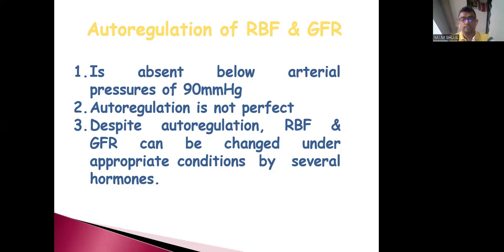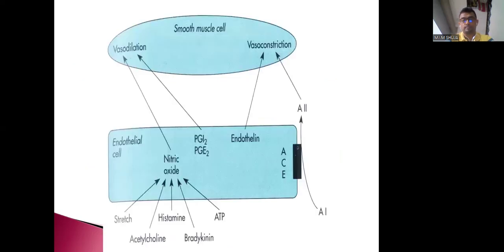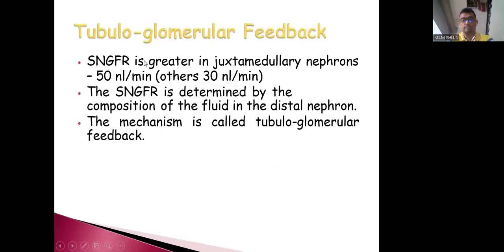Despite autoregulation, renal blood flow and GFR can be changed under appropriate conditions by several hormones. So there are few factors which cause vasodilation: stretch, histamine, bradykinin, acetylcholine, nitric oxide. You just go through the diagram to know what causes vasoconstriction, what causes vasodilation.